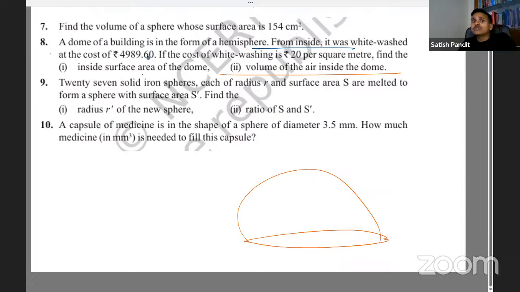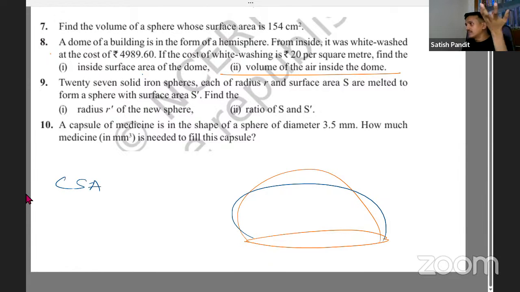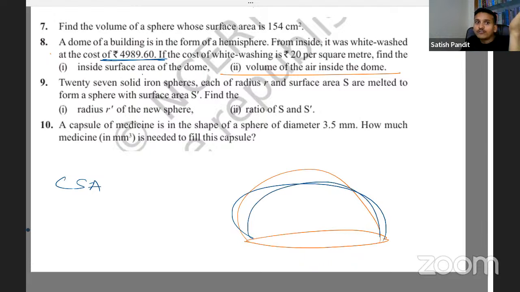From inside, it was whitewashed. So you're whitewashing from inside, which means you're whitewashing the CSA, right? If the dome is in the shape of a hemisphere, you're whitewashing the inside part. What is the cost you have to pay? You have to pay this much. So for whitewashing the CSA, you have to pay this much.